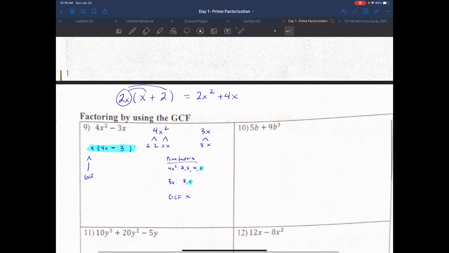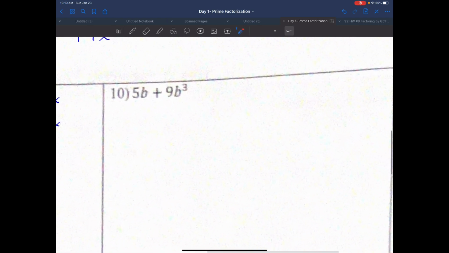Now, I'm going to get a little faster, and instead of doing the factor tree, can we just notice things? Can we just see it? So let's take a look. If I have 5b plus 9b cubed, here's one thing that I always take note of. Let's take a look at the coefficients. What is the greatest common factor that goes into 5 and 9 at the same time? Well, nothing. I can't think of anything, so there's nothing for me to do. But we can look at the variables.